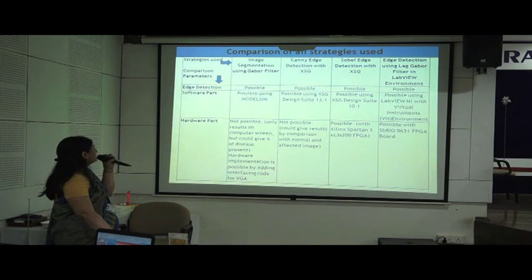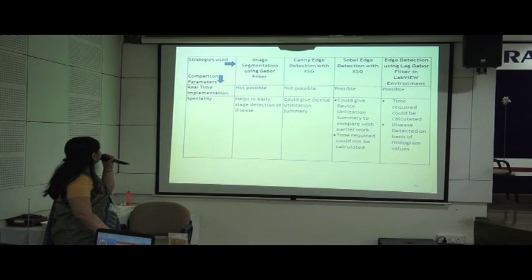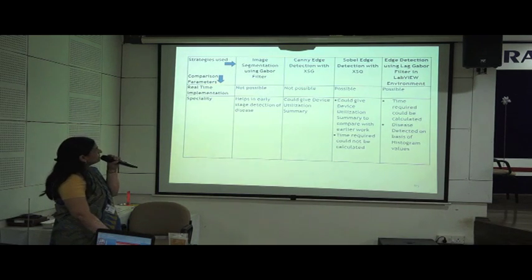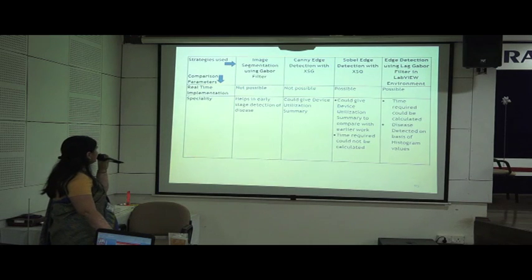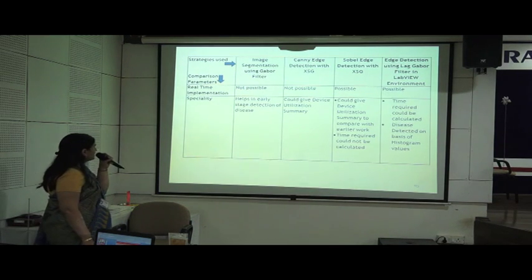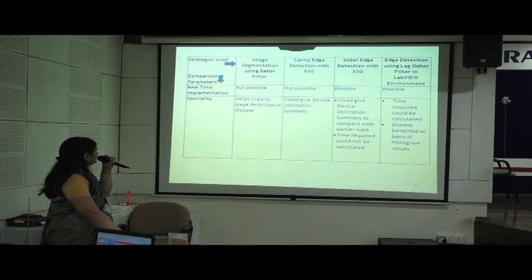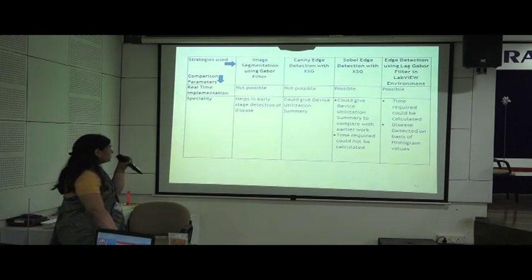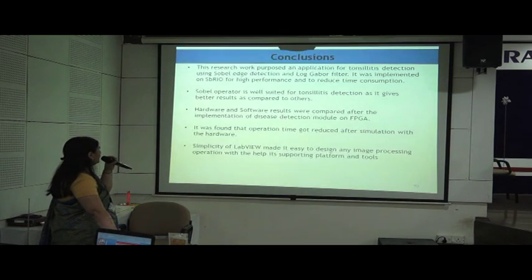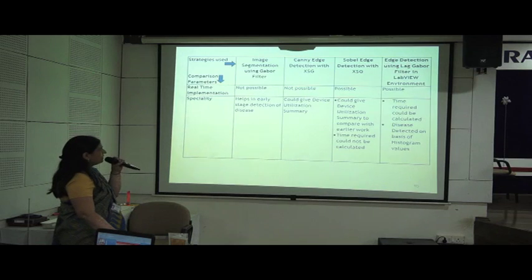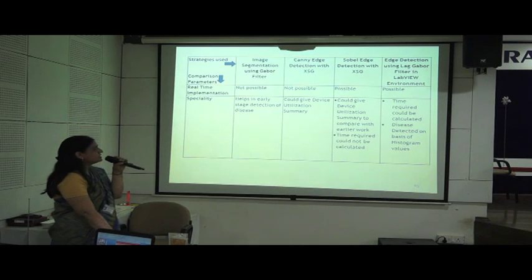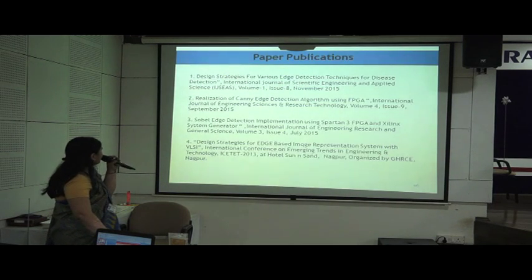Then the software part was again possible with all the strategies, and real-time implementation was possible with the last 2 strategies. The speciality of the first system was that it helps in early stage detection of the disease. It exactly gives the percentage of the disease present. The second strategy could give a device utilization summary. In the third strategy, it could give a device utilization summary to compare with earlier work, and the time required could not be calculated. In the fourth strategy, the time required could be calculated, and detection is on the basis of histogram values. These are the paper publications on this overall work.